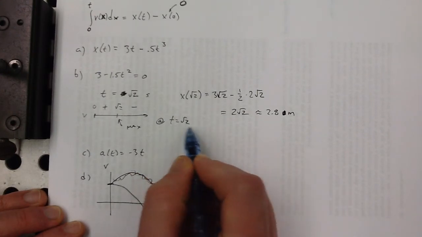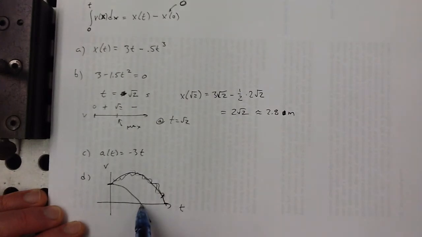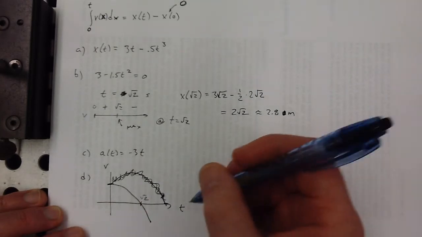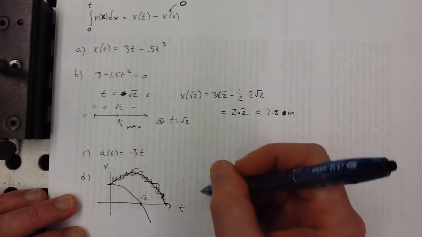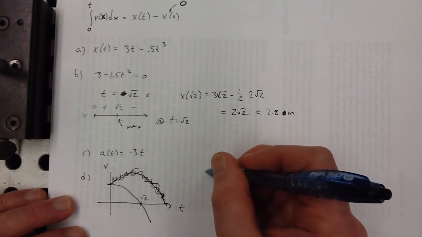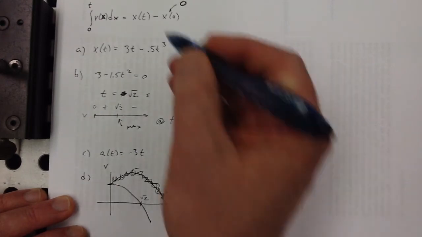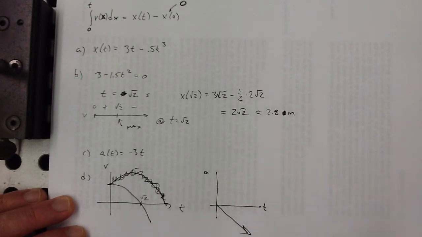And this, we know that's where the velocity is 0. That's how we got this, right? Setting the velocity equal to 0. That happens at the square root of 2. Sorry about that. And then the position function would have a maximum there, right? And then acceleration versus time, negative 3t. So that is just a straight line, looks like that.